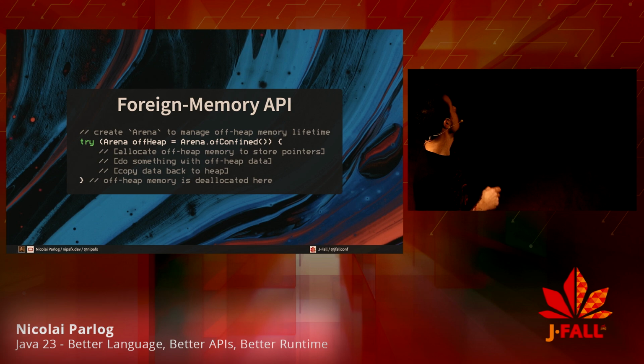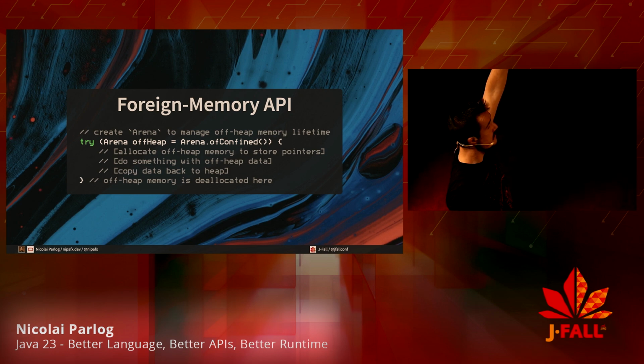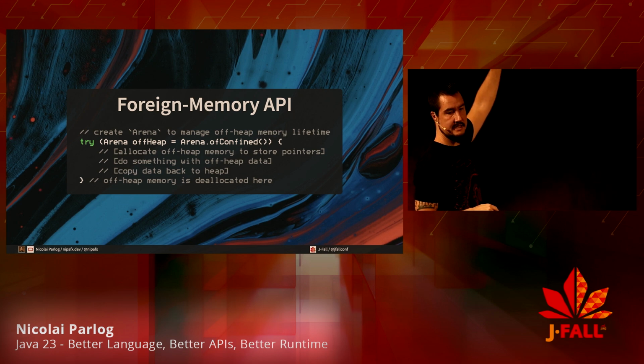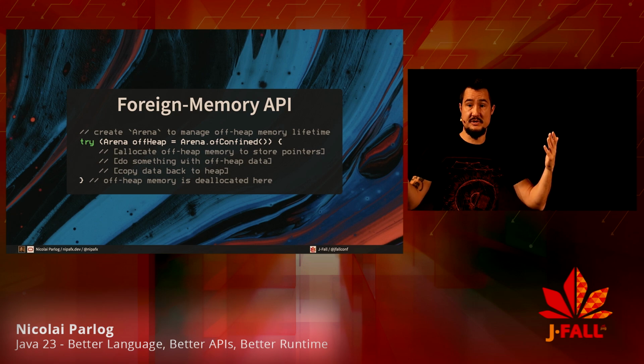So when that block is over, the memory gets freed up, so you have control over when that happens. This is what this would look like. You create an arena, and then you go off heap, open an arena of confined, and then you can do a few things. I'm going to get to that in a second. And at the end there, it says the off-heap memory is deallocated here, because that's where the try with resources block ends.